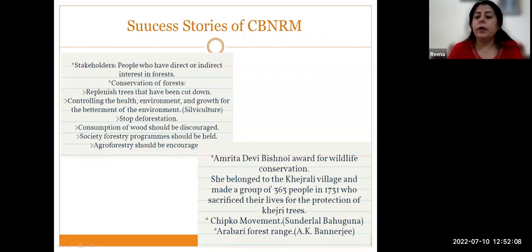Again, in the Chipko movement, Sundar Lal Bahuguna is the pioneer. Then in the Arabari Forest Range, Shri A.K. Banerjee is there. So these are all success stories where stakeholders, people who have direct or indirect interest in forests, can work in different areas, in conservation of forests, in replenishment of trees. Even in Rajasthan, we have many projects, many success stories where from desertification they have gone towards water sufficiency. Okay.